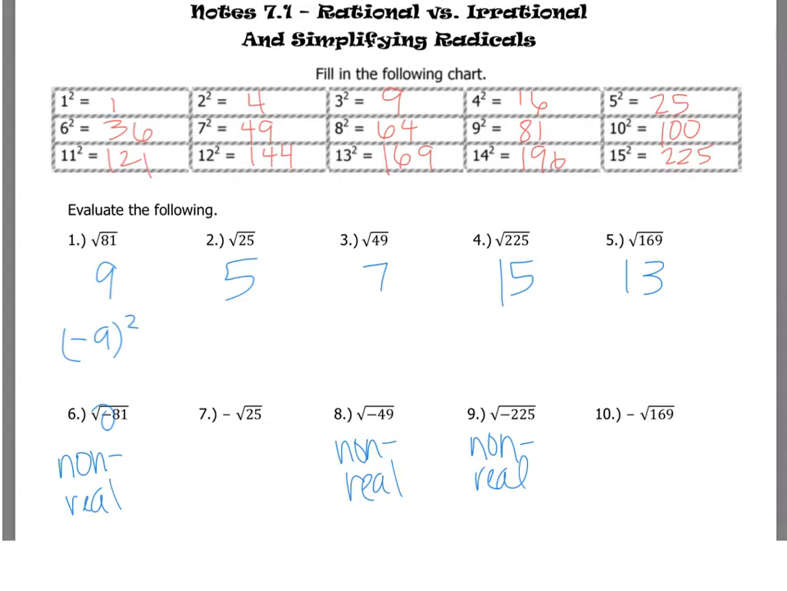The difference between 7 and 10 is that negative sign is on the outside. So all that means is your answer is going to end up negative no matter what. Since the negative sign is on the outside, the answer is negative no matter what. So it's negative 5 and negative 13.